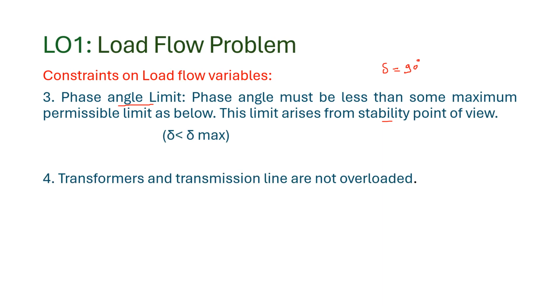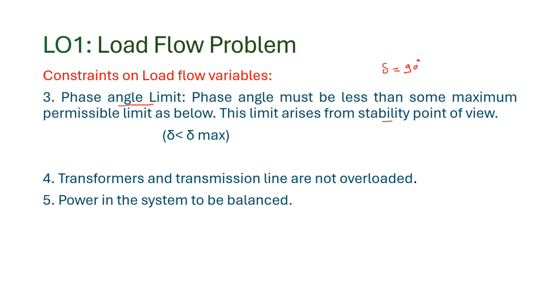Next one is that transformers and transmission lines are not overloaded. We know that transformers are also rated to operate at a fixed voltage, and for transmission lines, in the previous examples we have seen that if we operate beyond their capacity, then it may cause damage. So that also puts a limit on our variables.